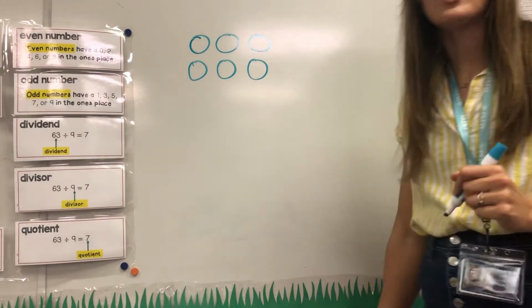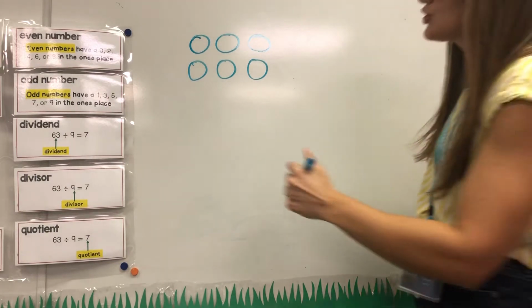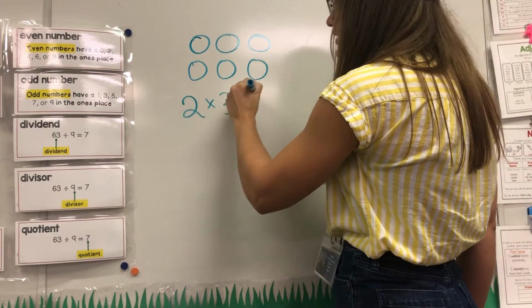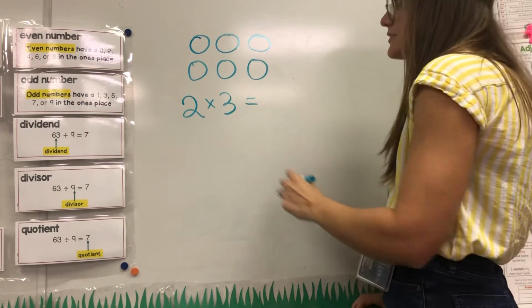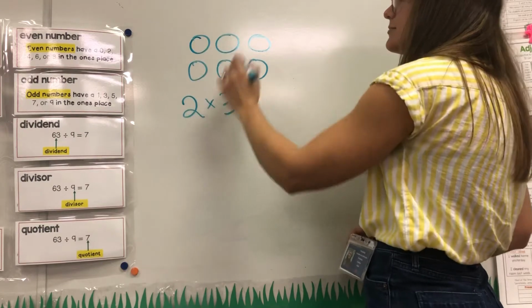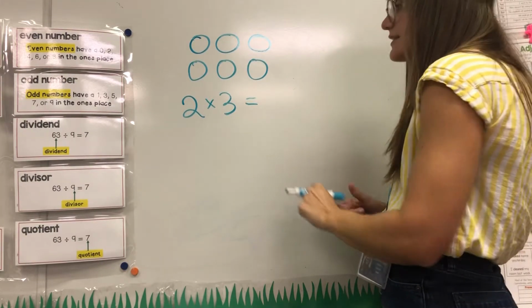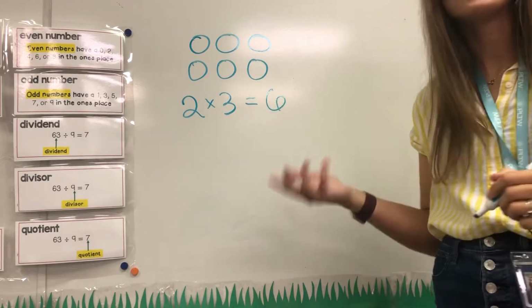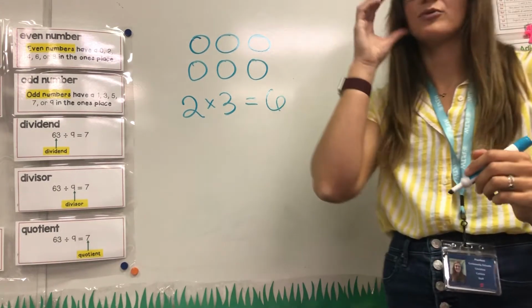Now, I know that this array is a 2 times 3 array. And I know this because there are 2 rows, 1, 2, and 3 columns, 1, 2, 3. I can say that 2 times 3 equals 6 because there are 6 total counters in my array.